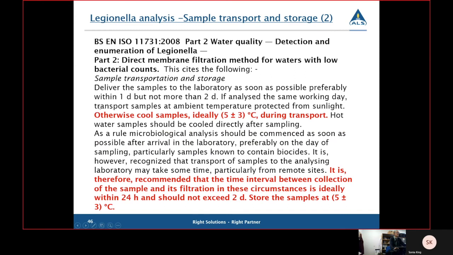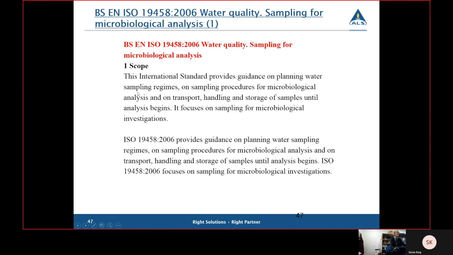This standard here says this is for determination of Legionella. This one says otherwise cool samples, ideally 5 plus or minus 3 during transport. So there is some, as I say, there is some variation on these. I'll let you read this one. This is sampling for microbiological analysis on this 2006 standard.